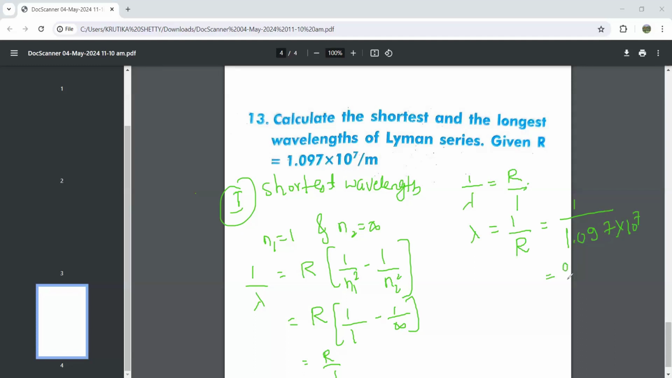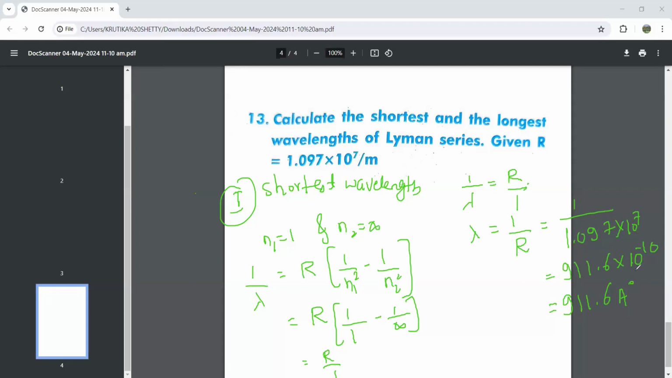So 1 divided by 1.097 is nothing but 911.6 into 10 to the power of, after shifting the decimal, I am writing it as 10 to the power of minus 10. So 10 to the power of minus 10 is nothing but angstrom. Therefore 911.6 angstrom. So this is for the shortest wavelength.